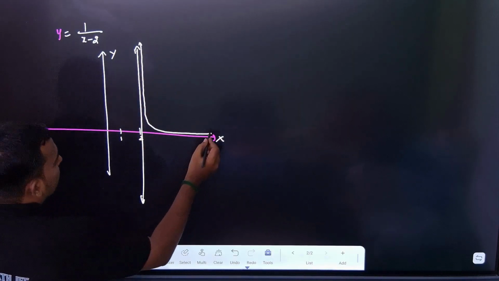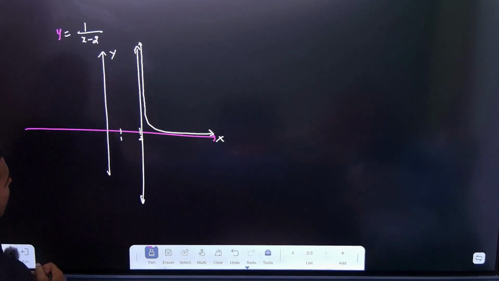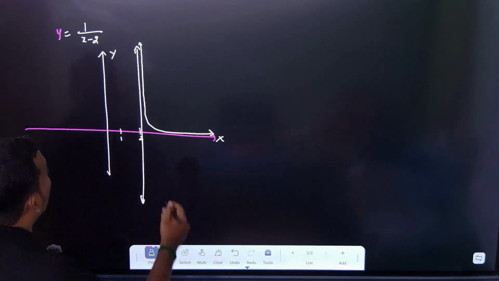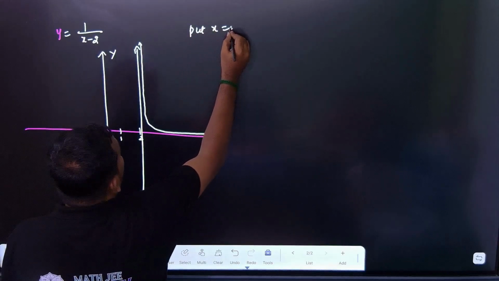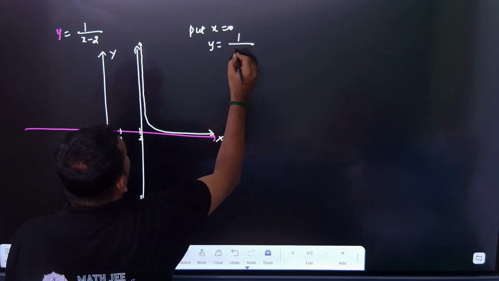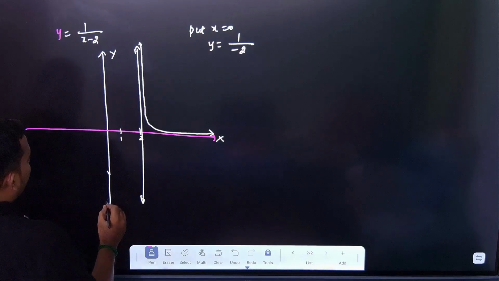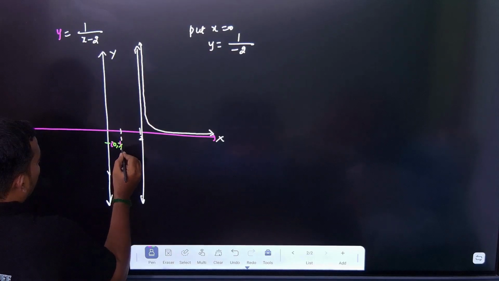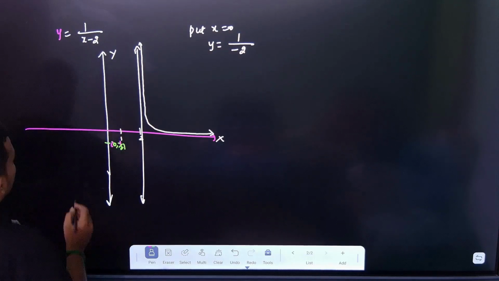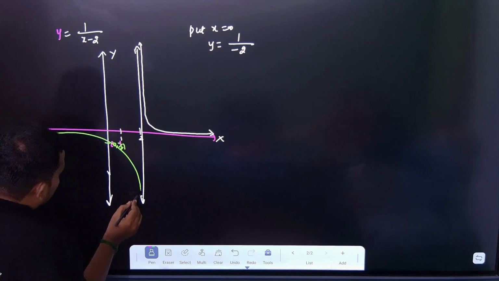Okay. When it comes close to 2, it is infinity. The same way, this graph crosses the y-axis. So how to find where it crosses the y-axis? Put x equal to 0. Then y would be 1 by minus 2. Therefore, the graph is intersecting at (0, minus 1 by 2).